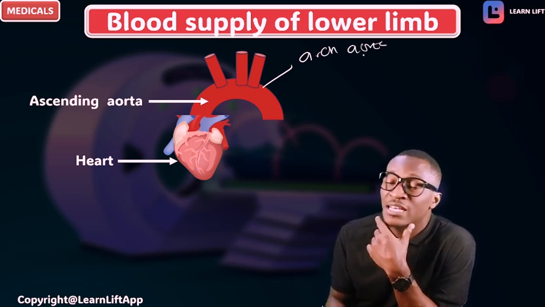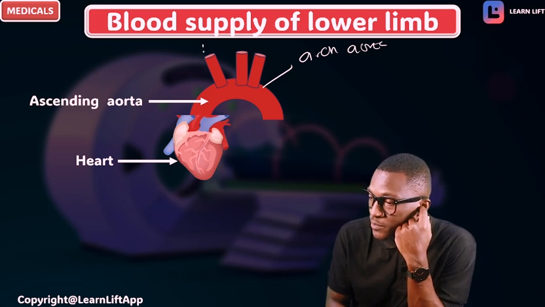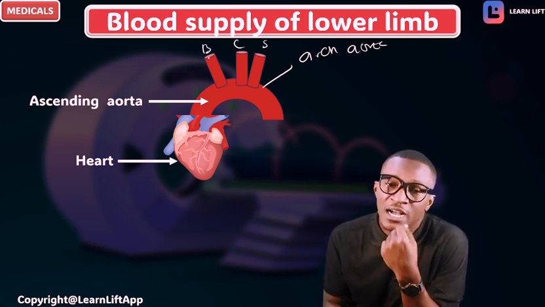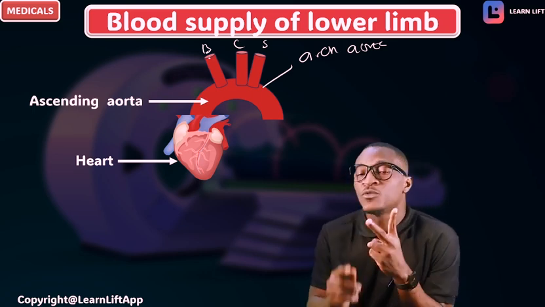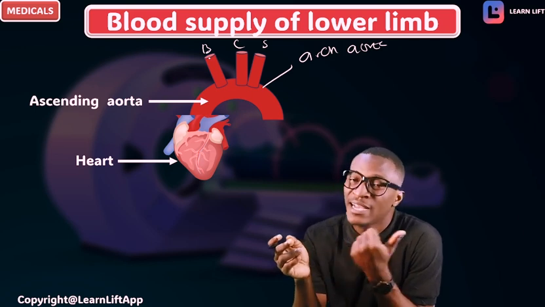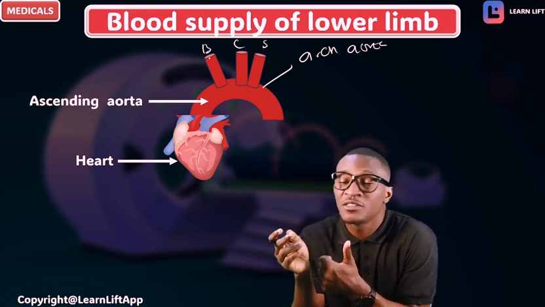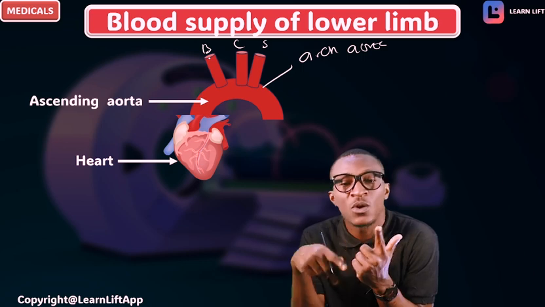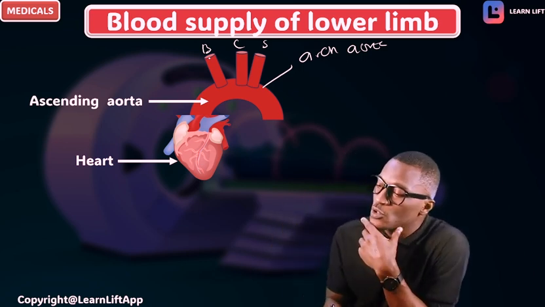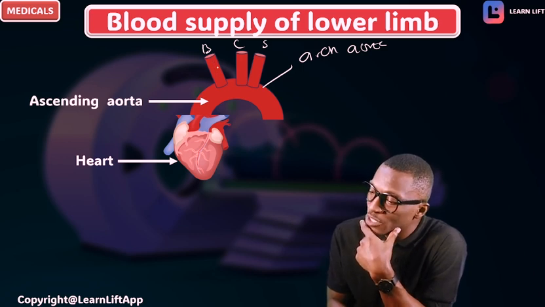And the arch of aorta has 3 branches here, which are called the BCS. This B is called your brachiocephalic artery. Now, it gives 2 branches, brachium and cephalic. So it gives 1 branch going to the right arm, which is the right subclavian artery, and the one going to the head, which is called the right carotid artery. So this will give rise to 2.